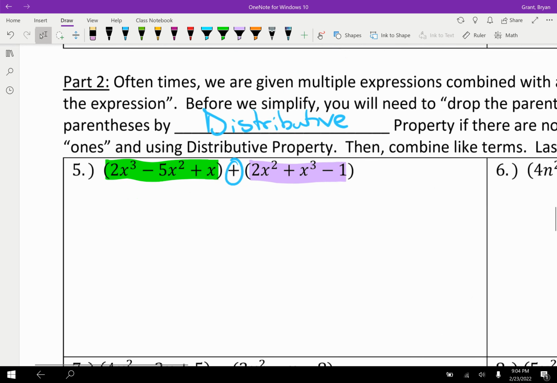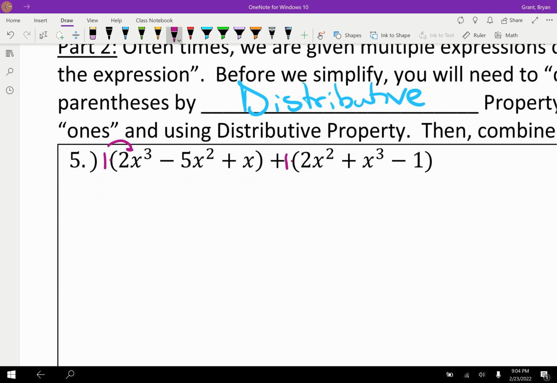So let's go ahead and practice dropping the parentheses on 5. I'll give you one more hint on 6, and then you guys can try 7 and 8. For 5, to drop those parentheses, we need to distribute something. So let's distribute those invisible positive ones that are attached to each. Now, the nice part is when you distribute by multiplying by positive 1, doesn't that just keep numbers the same?